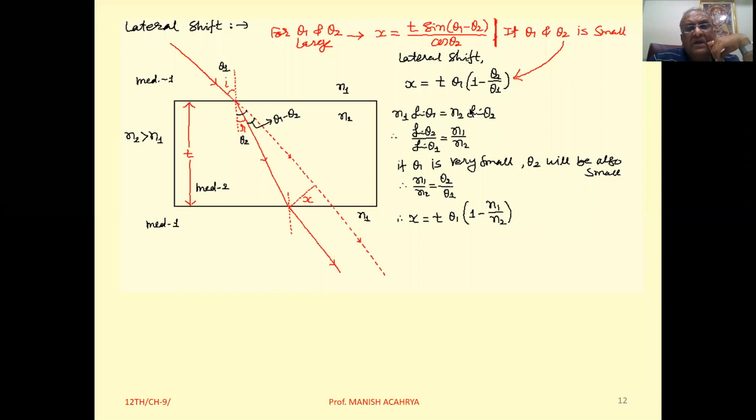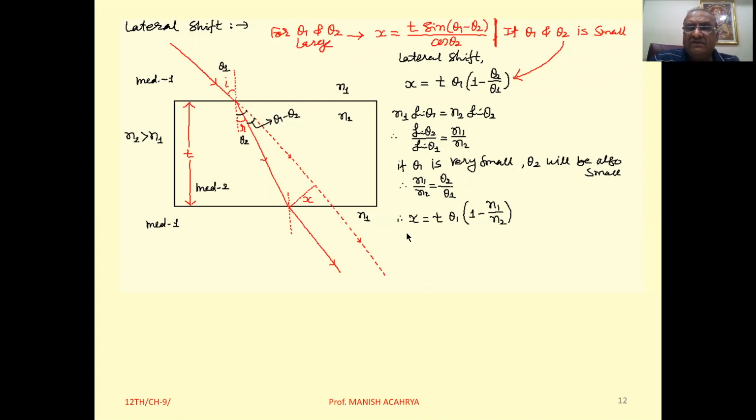Simple thing. Now if we use Snell's law here, then we can write n1 sin theta 1 equal to n2 sin theta 2. So sin theta 2 upon sin theta 1 is n1 upon n2. But here we considered the angles are very small. So sin theta 2 we can write as theta 2, and sin theta 1 as theta 1. So n1 by n2 will be theta 2 by theta 1. So substitute this particular value here.